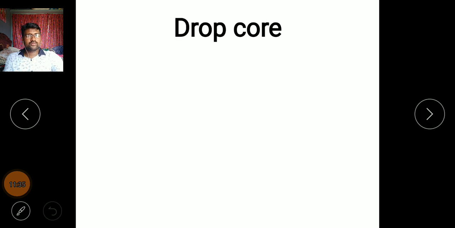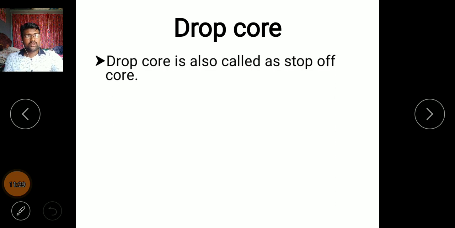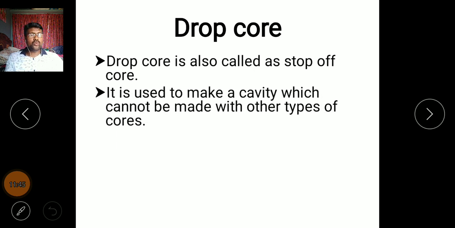Next, coming to drop core. Drop core is called a stop-off core. It is used to make a cavity which cannot be made with other types of cores. It is different from the remaining types.